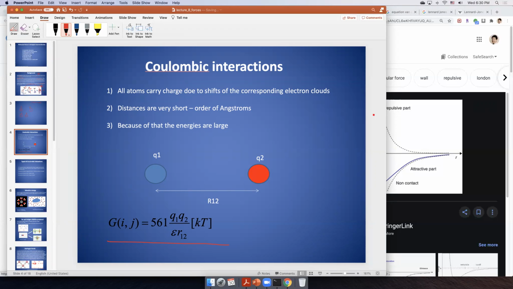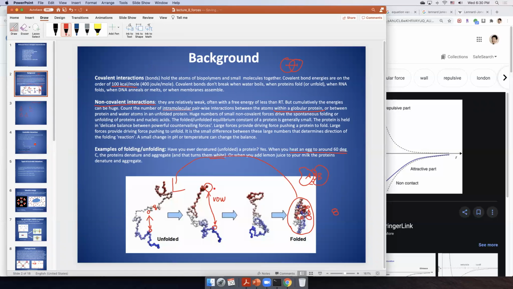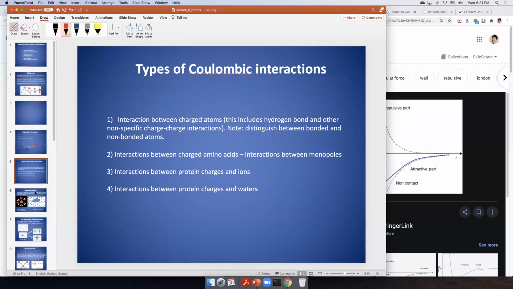So this is the same thing in the protein. In protein, you may have some positive charges or positive atoms or negative atoms. So they will either attract or repel each other. Types of Coulombic interactions. Okay, the interactions of Coulombic interactions or electrostatic interactions are between charged atoms, also between charged amino acid.